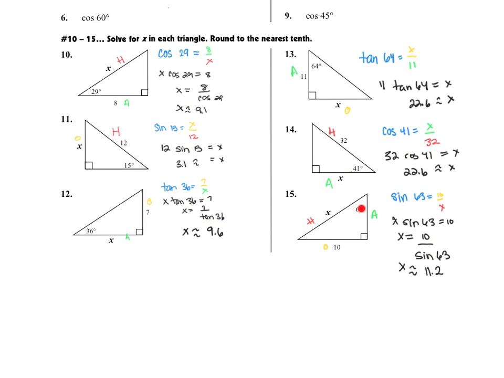Number 15, we're given 63. We have been given the opposite, which is 10, and we are looking for the hypotenuse, which is x, and so that is going to be a sine. So sine of 63 is going to be equal to the opposite, which is 10, divided by x, which is our unknown hypotenuse. And so you're going to see that x is going to end up in front there. We're going to have to divide by this, and this is the expression that is going to go into our calculator to get our answer.